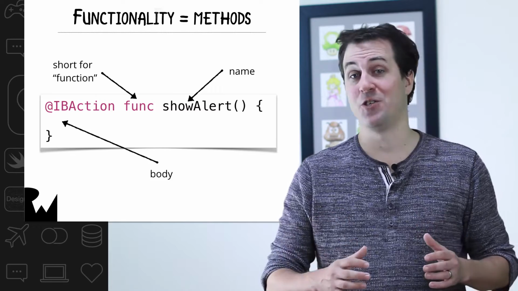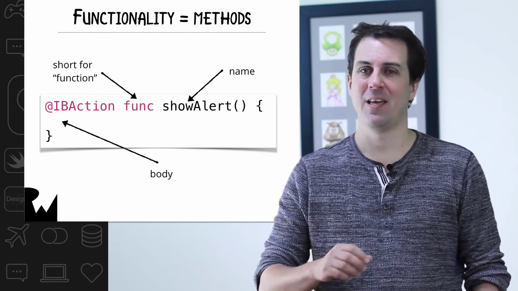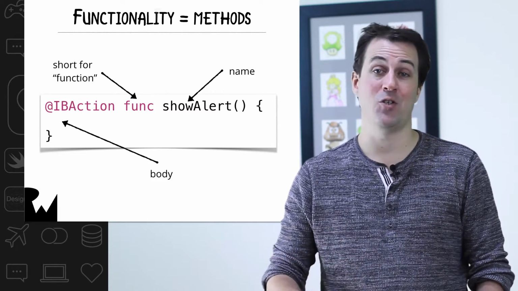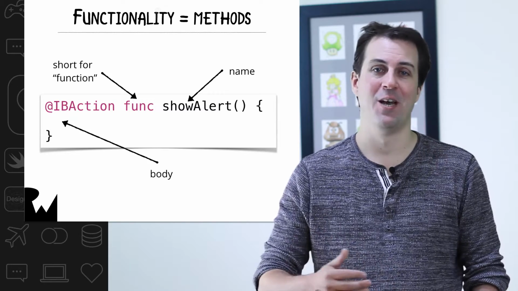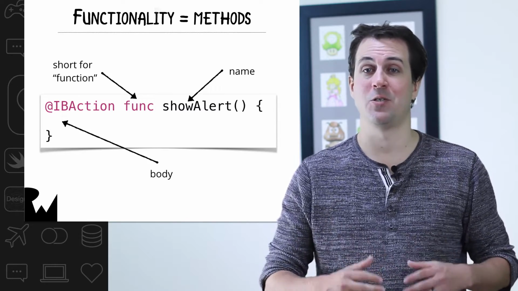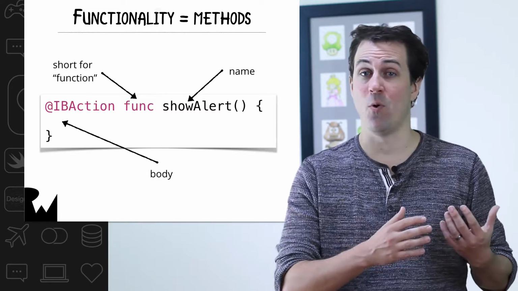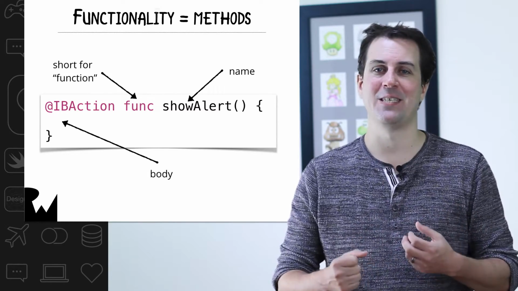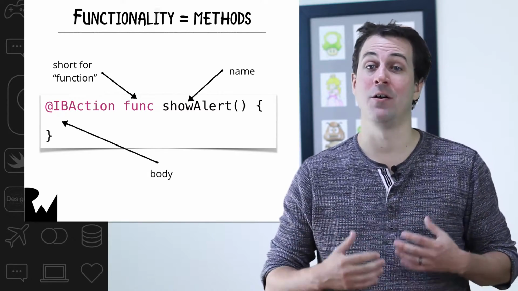The thing that provides functionality to an object is known as a method. Now, if you've worked with other programming languages in the past, you may have heard this referred to as function or subroutine. Swift also uses the term function. In fact, the keyword says func. The difference is a method is a function that belongs to an object.